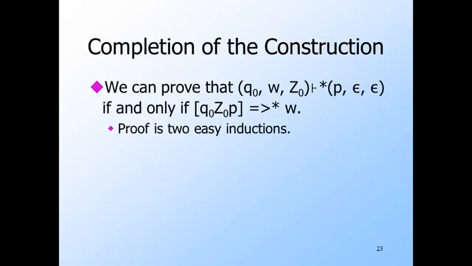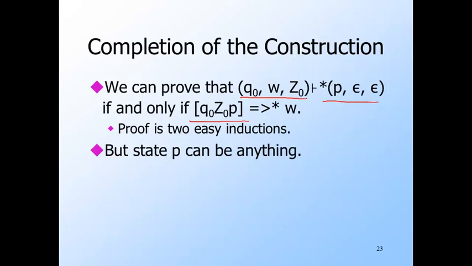With productions constructed in this manner, we can prove that P accepts w by empty stack. That is, the ID (q0, w, Z0) goes to (p, epsilon, epsilon) if and only if the variable [q0Z0p] derives w. We're not going to give the proof. It is 2 easy inductions, one for each direction. The only problem is that we don't know state p.